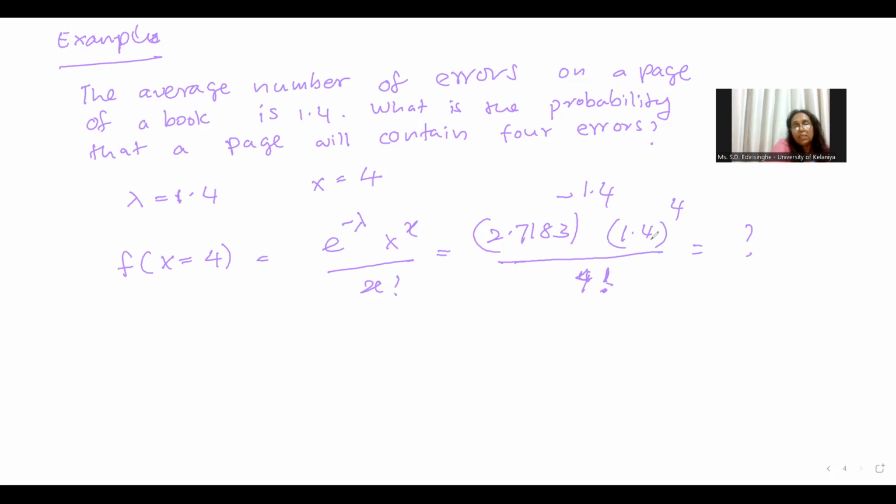So containing 4 errors. Okay? The probability that a page will contain 4 errors. Sorry, the average number of errors on a page of a book is 1.4. So we found what is the probability that a page will contain 4 errors. Such kind of problems, in this type of situations, that is Poisson distribution.